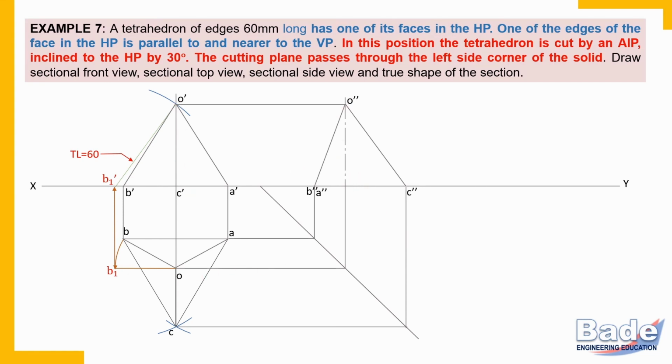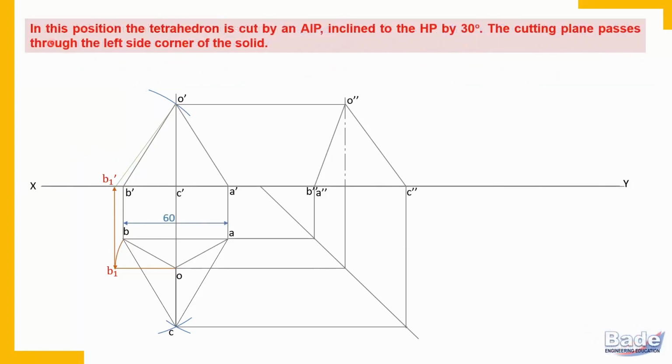Now let's locate the cutting plane. In this position, the tetrahedron is cut by an AIP. So it is cutting plane in front view, inclined to the HP by 30 degrees. Okay. So we should draw that cutting line inclined at 30 degrees. The cutting plane passes through the left side corner of the solid. The cutting plane should pass through B dash.